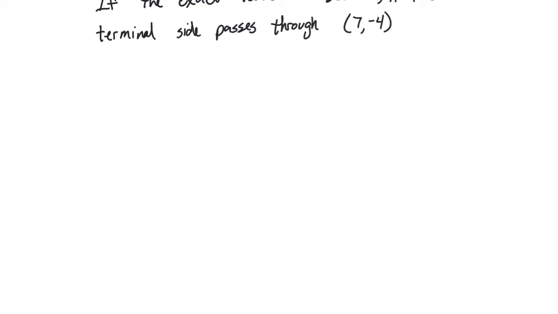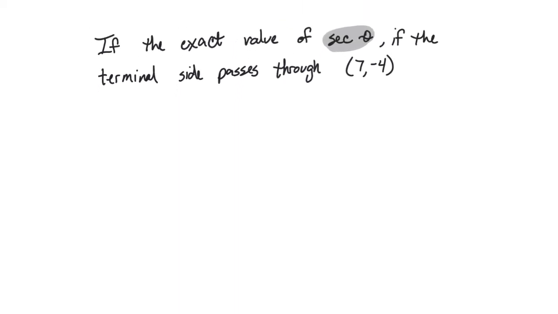So in this example, if we are looking for an exact value of secant, secant again is the reciprocal of cosine. The point that the terminal side passes through is 7, negative 4. So 7, negative 4 is going to be in the fourth quadrant.